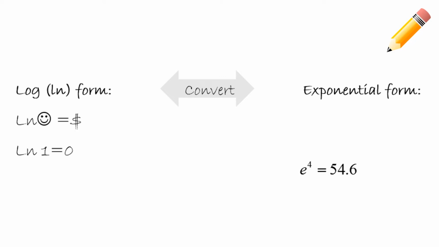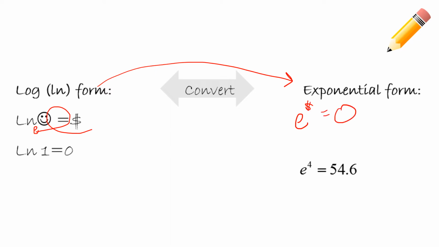Okay, so let's get used to converting like we normally do. So if we're going from log or ln form to exponential form on this first one, we have a base e even though it's not written there. So we have e to the dollar sign is equal to the smiley face. That would be our exponential form. And then same thing with this one. If we have ln of 1 equal to 0, we're assuming that it's a base e. So e to the 0 is equal to 1.